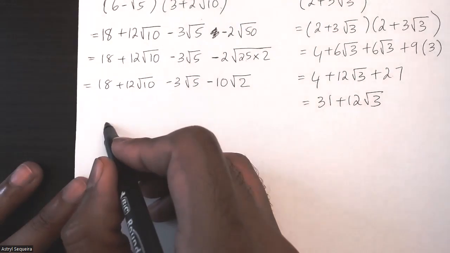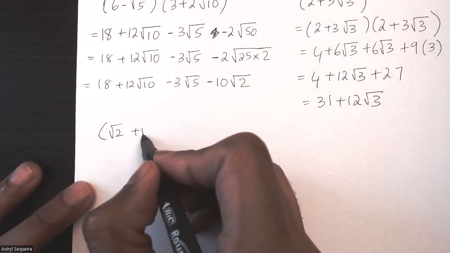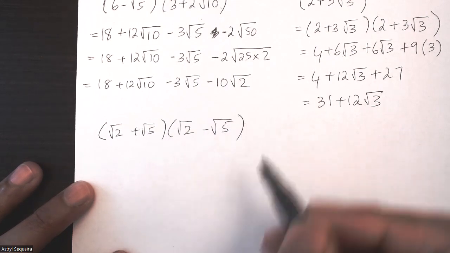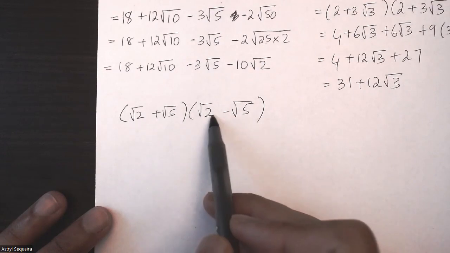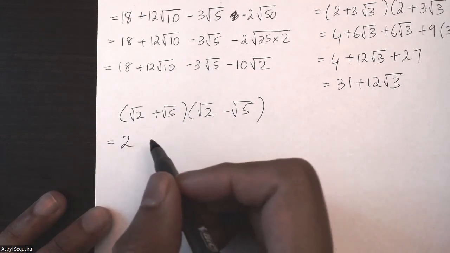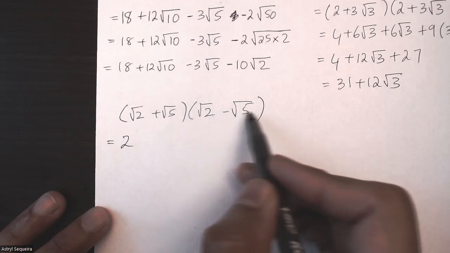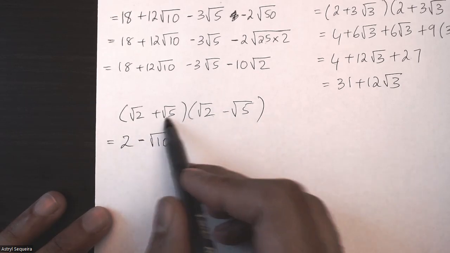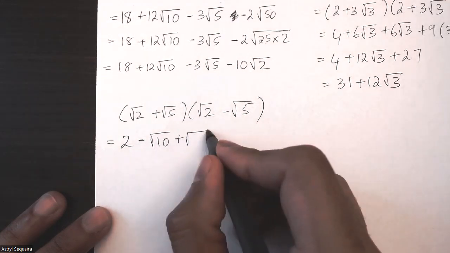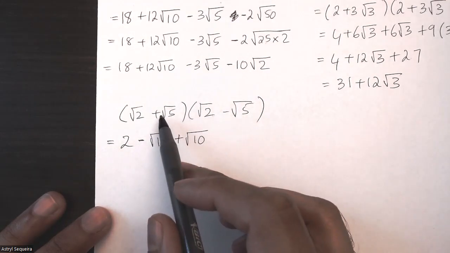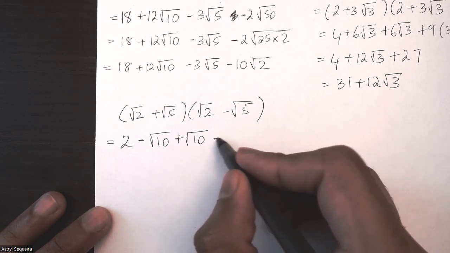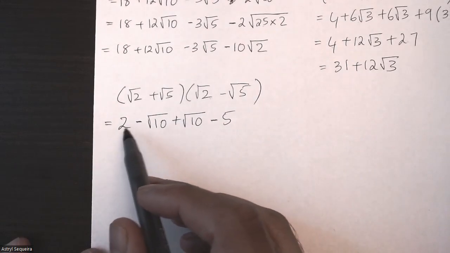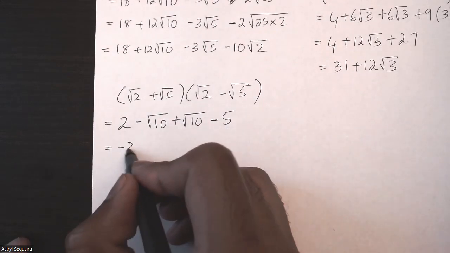Third question, I'll write it down over here. It's root 2 plus root 5 times root 2 minus root 5. So again, we're doing FOIL over here. Root 2 times root 2 is just 2. Root 2 times negative root 5 is negative root 10. Root 5 times root 2 is positive root 10. And root 5 times negative root 5 is negative 5.